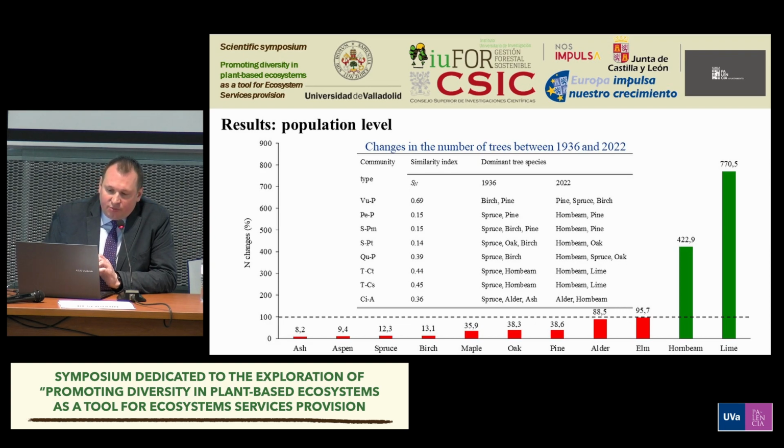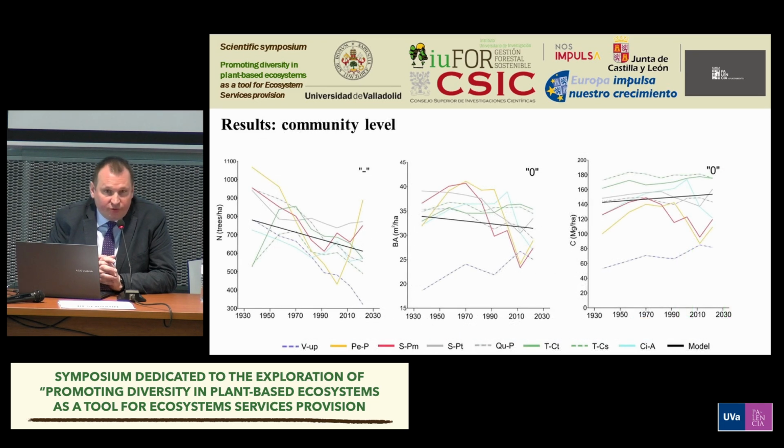And the most stable, it means the fewest changes were noticed, were on the eutrophic and wet sites. Now I move to the stand level, the community level. First, I would like to tell about stocking density. We observe a minus tendency in the case of density. However, the basal area and the carbon content are quite stable. No trend. And how can we explain this?